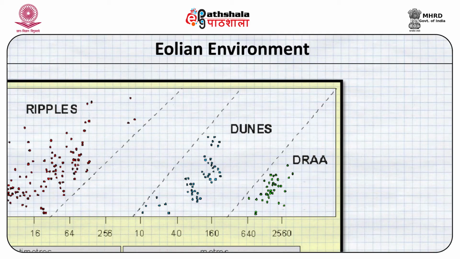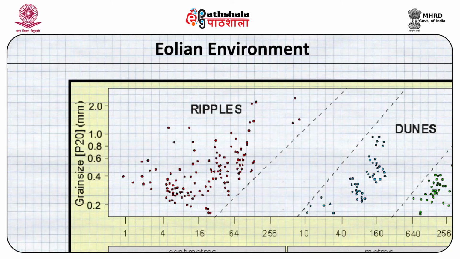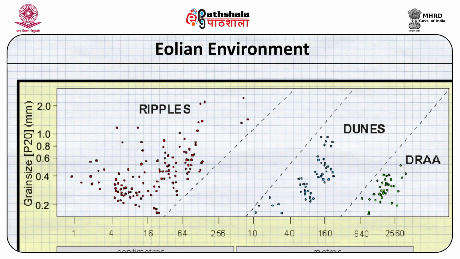Now, we come to the dune. Dunes are 10 to 100 meters in dimension in terms of wavelength, and they record a migration of 10 to 100 meters. Whereas the draw is 500 meters to 5 kilometers in dimension, and it records the minimum amount of migration in a year. So, the slowest is the draw, which is slowest in migration but largest in dimension. The dune is intermediate, and the ripple is the fastest but smallest in dimension.